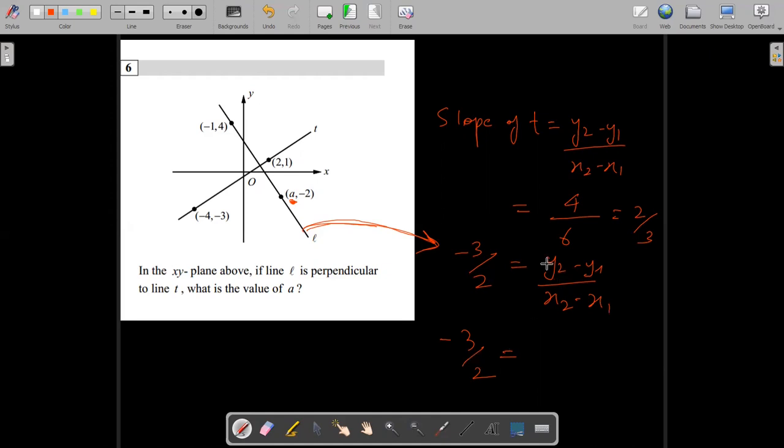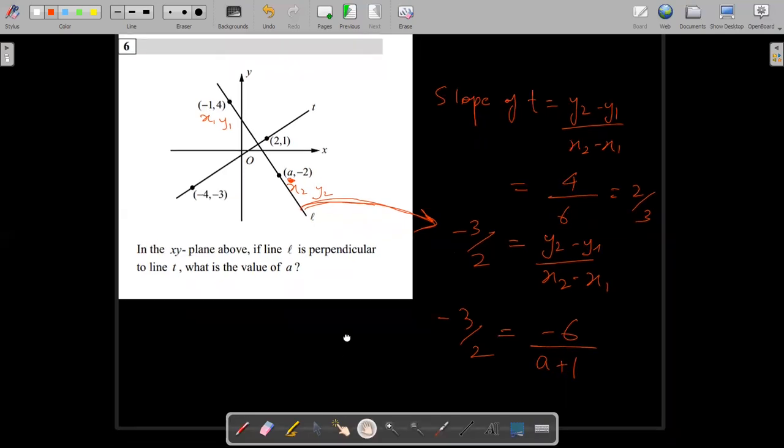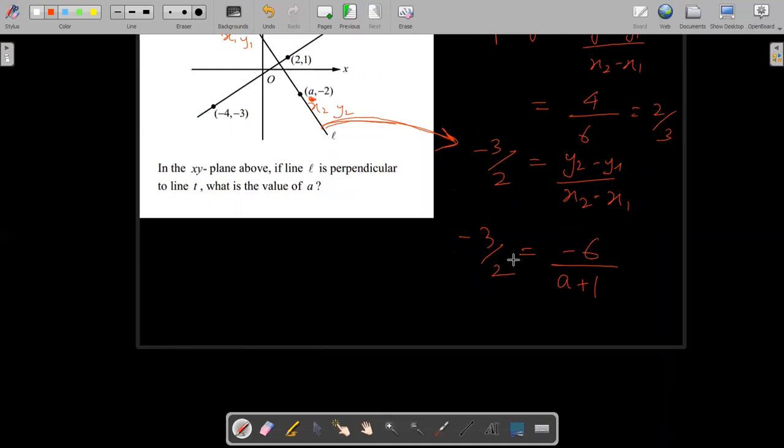So slope is equal to y2 minus y1 divided by x2 minus x1. We can take anything for x1, y1 and x2, y2, or we can take the opposites also. We can take x1, y1, a and -2. 4 minus -2 is 6. 2 minus 4 is -6, right? And then we do a minus -1. That is a plus 1, right?